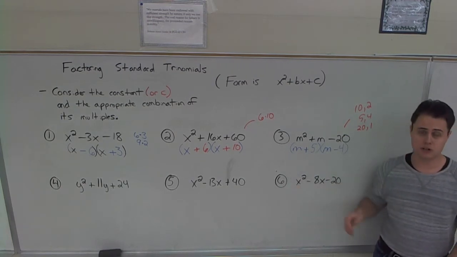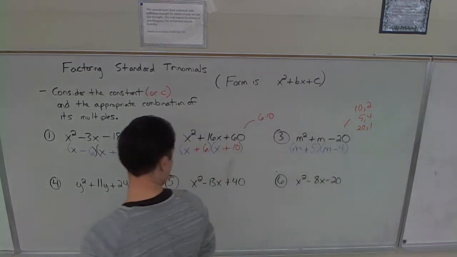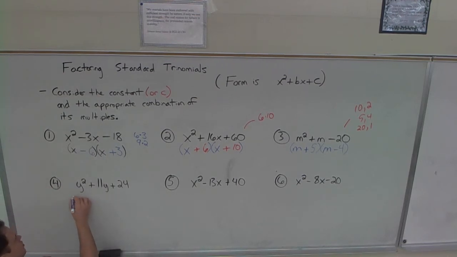So we're supposed to factor these last 3 by looking at combinations. What'd you guys get for this one? So it would be 8 and 3. It'd be y plus 8, y plus 3. 8 times 3 is 24. Oh, y and y, right? And 8 plus 3 is 11. Good.